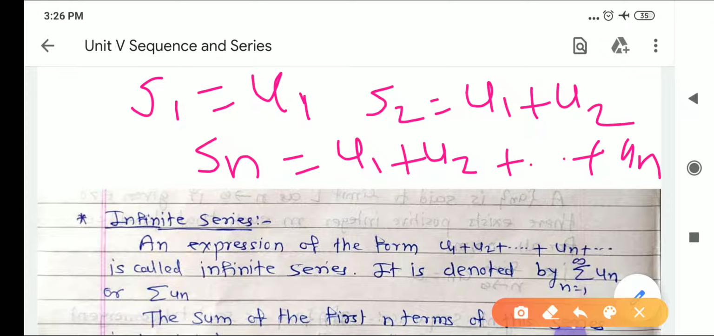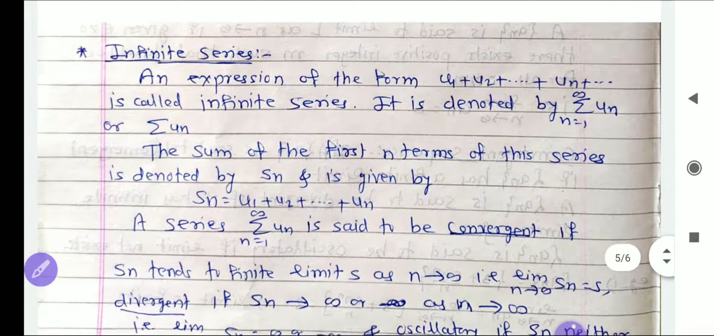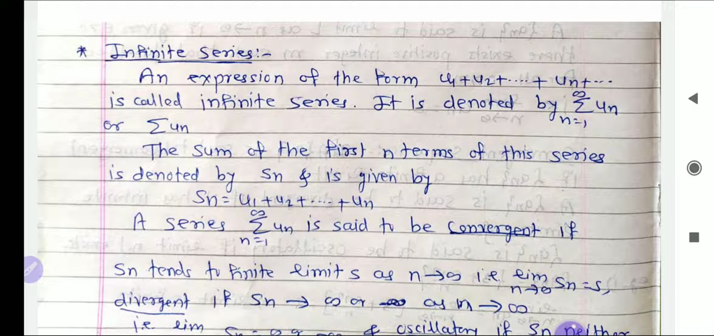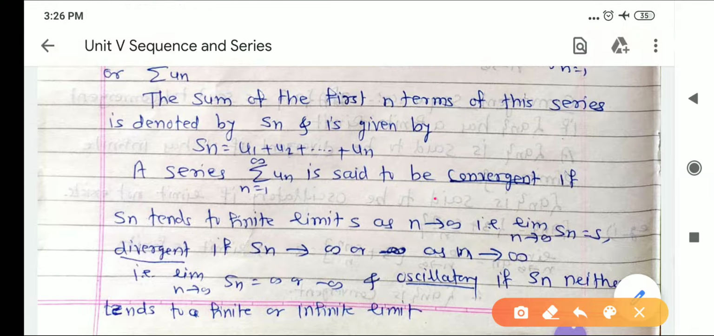Now, how do we decide whether a given series is convergent or divergent? That depends on the limit of Sn. Listen carefully. A series un is said to be convergent if Sn tends to a finite limit s as n tends to infinity, same as a sequence.